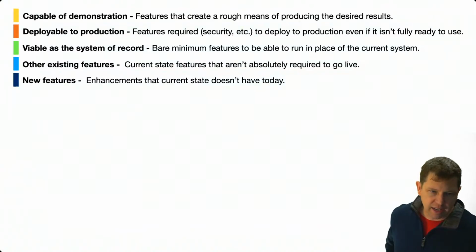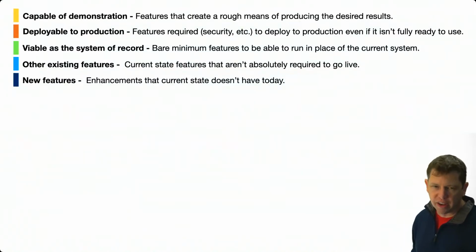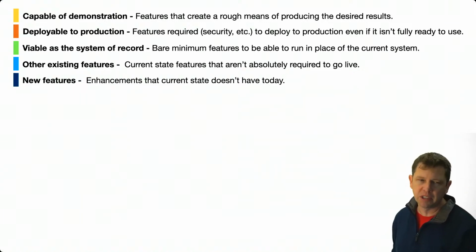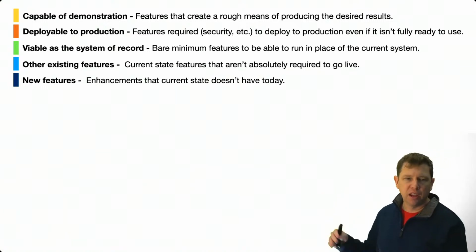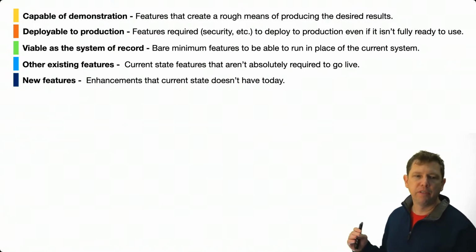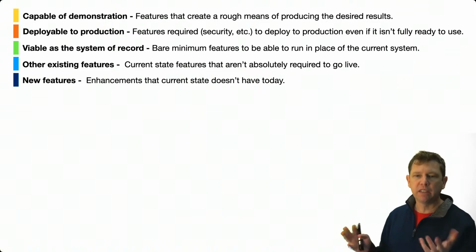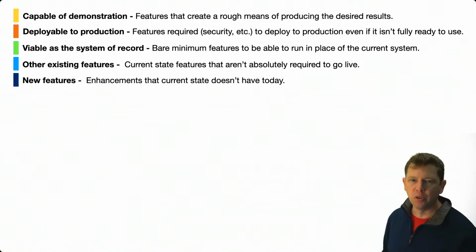So here's a graphic that I find useful to show to teams. If we start out with these different areas, we've got the top thing there, which means this story is capable of demonstration. It's a feature that creates a rough means of producing the desired result. So we can use this.